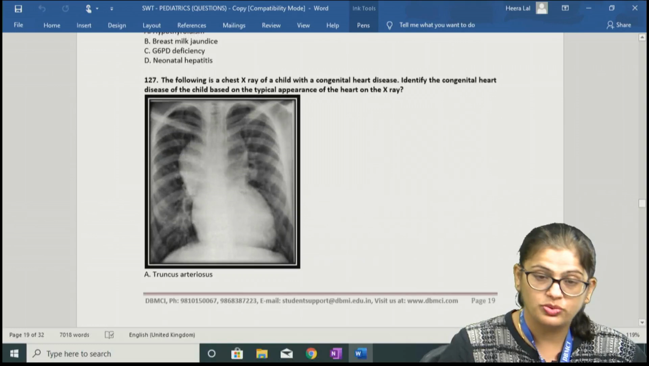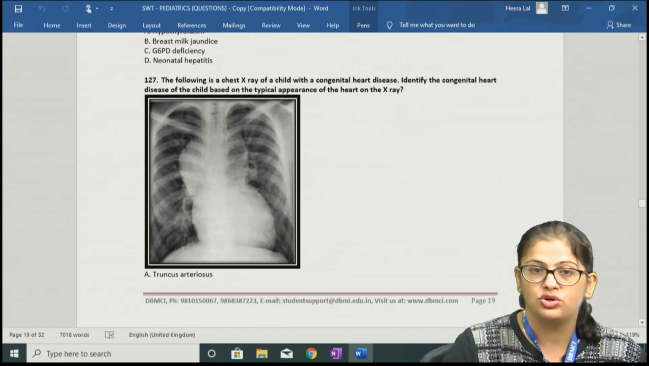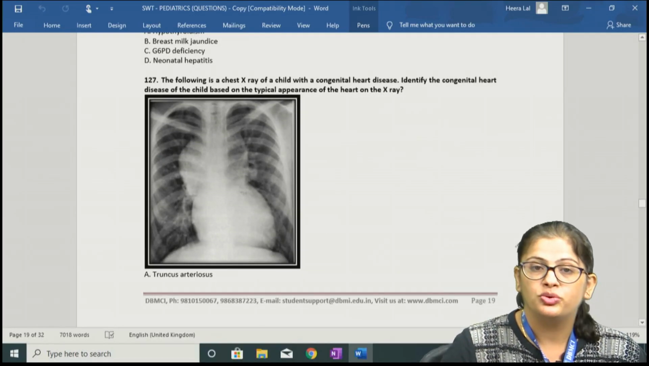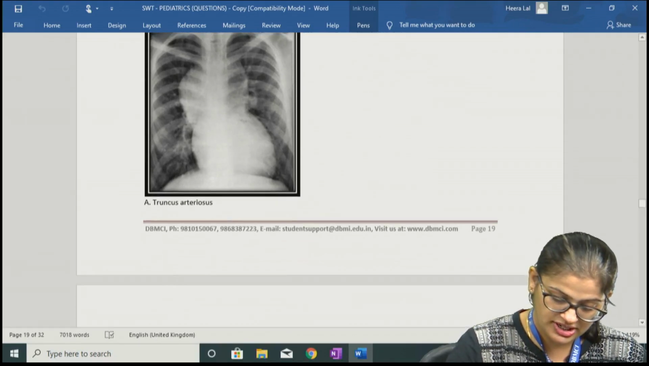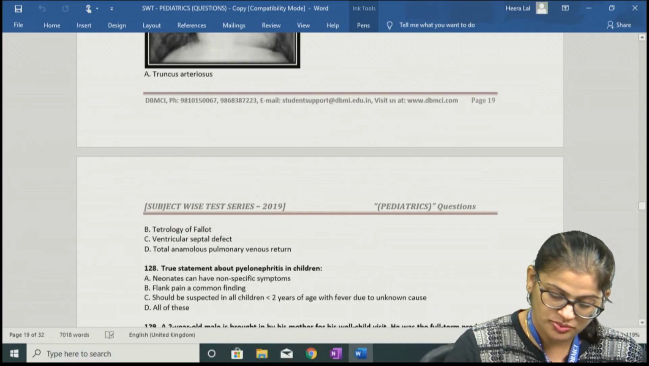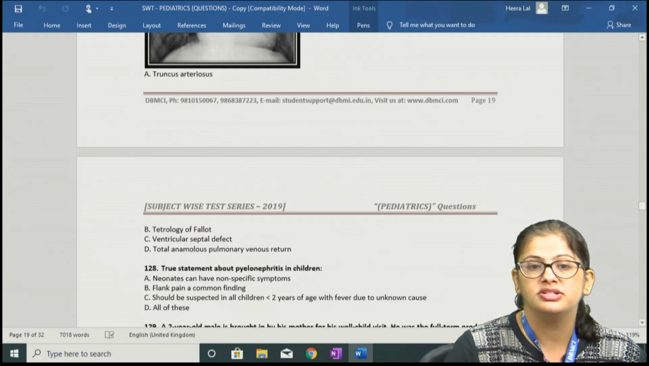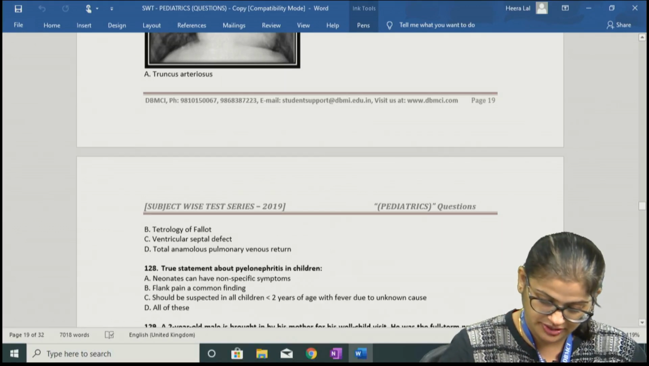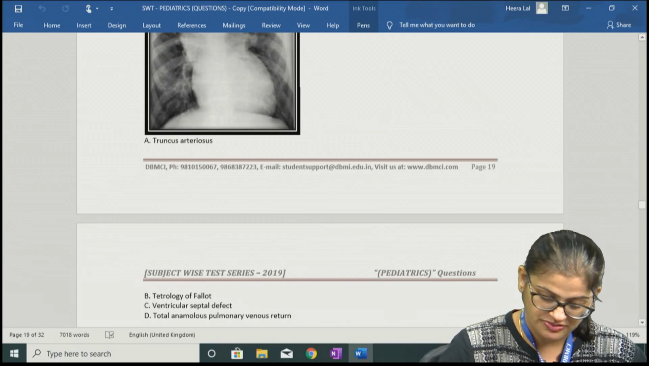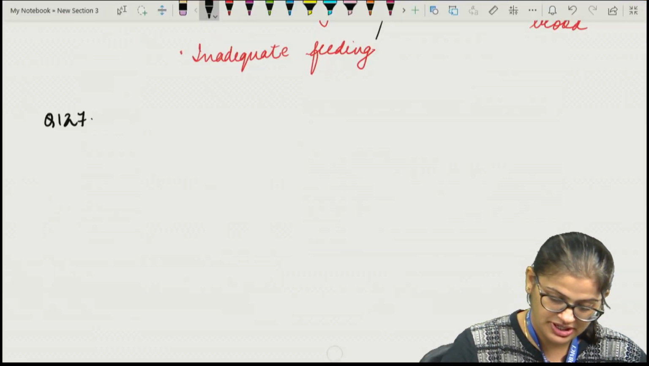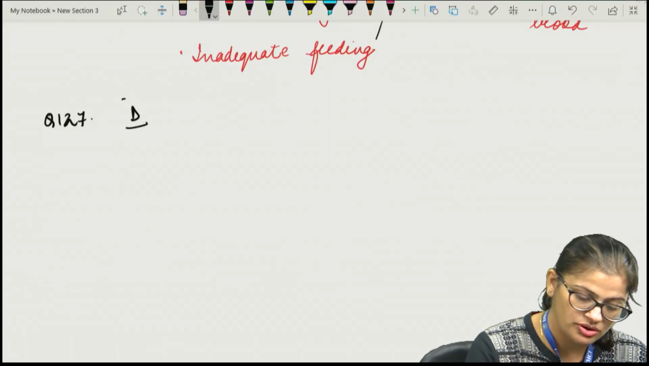And question number 127 was an image based MCQ, and the question was, following is a chest x-ray of a child with a congenital heart disease. Identify the congenital heart disease of the child based on the typical appearance of the heart on the x-ray. So the correct answer to this question was option number D, that is total anomalous pulmonary venous return, or TAPVC as it is commonly called.